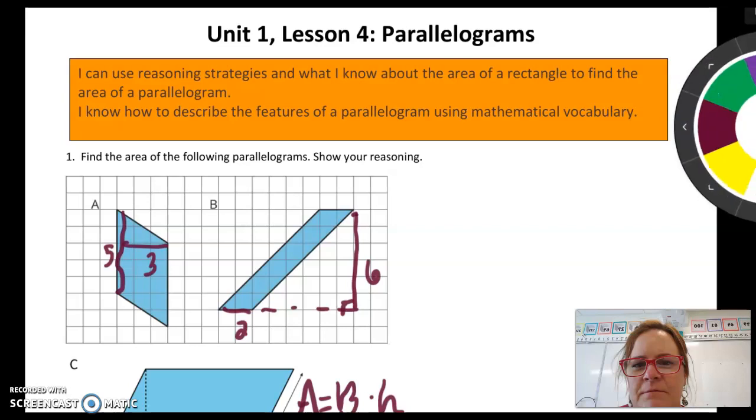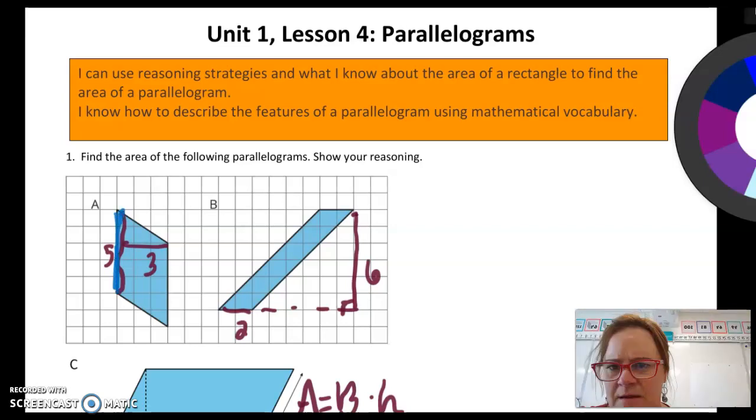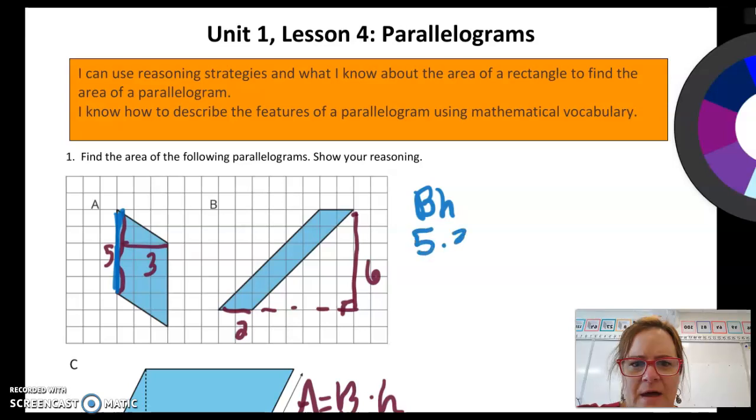Let me get a different color here. How about this blue? This is a nice blue. All right, so in parallelogram A, I'm going to call this side right here that's right along the grid lines the base. And so I know to find the area of a parallelogram, I have to take base times height. The base is 5, the height is 3. And so I know that the area of that first parallelogram is 15 square units.